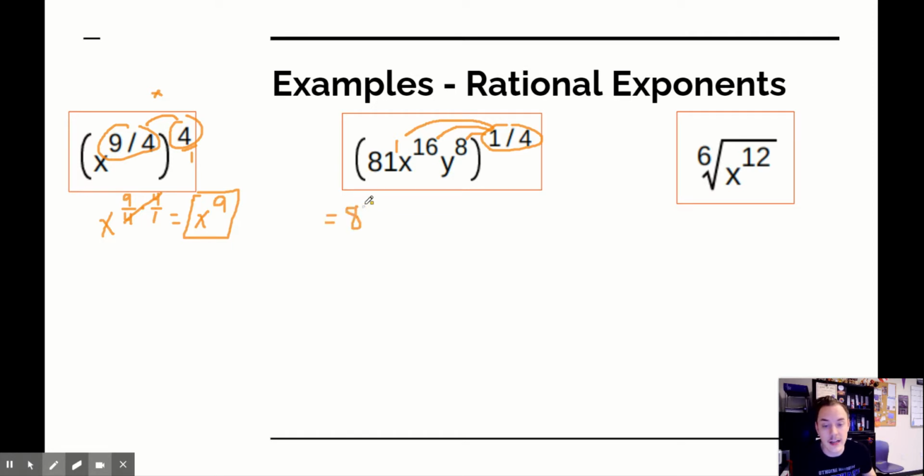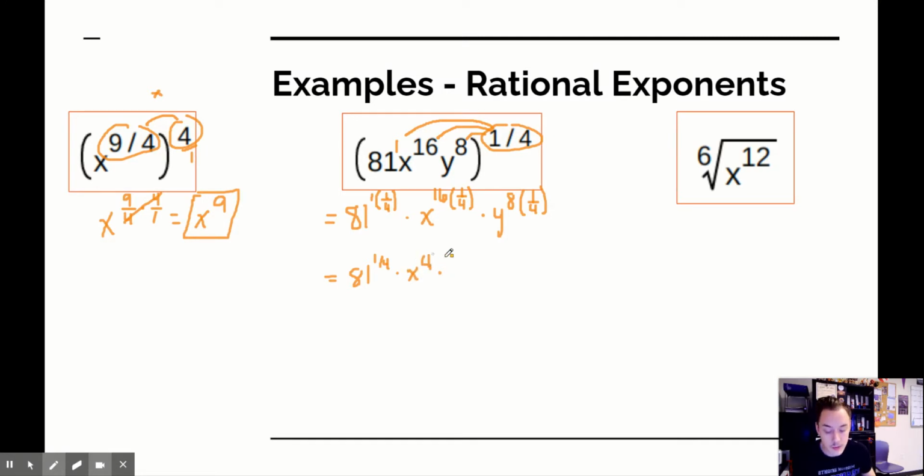It's going to look like this: 81 to the 1 times 1/4 power, times x to the 16th power, and then times 1/4 power, times y to the 8th power, and then times 1/4 power. So that's what it's going to look like. Now, of course, 1 times 1/4 is just 1/4, so 81 to the 1/4. And then 16 times 1/4 is 16 divided by 4, which is the same thing as x to the 4th power. So that one's nice and chill.